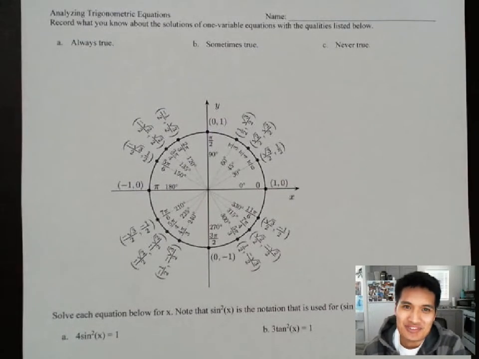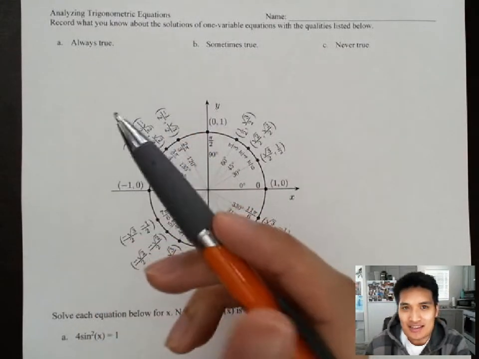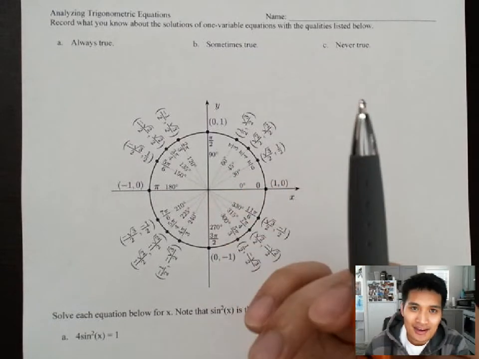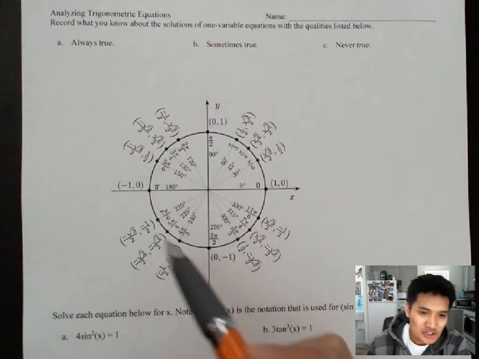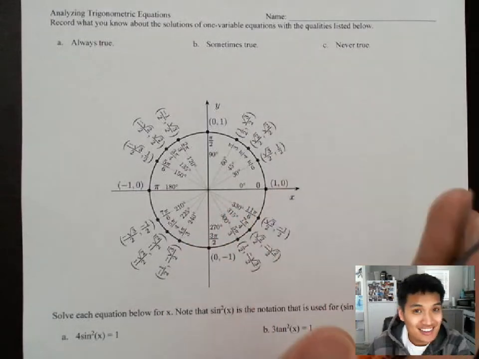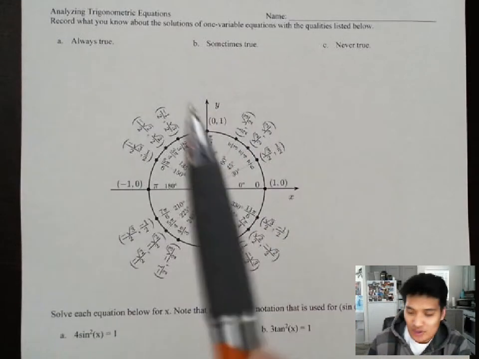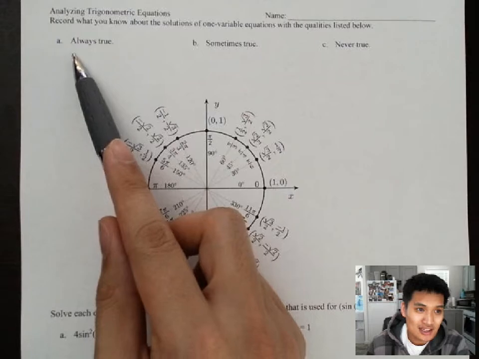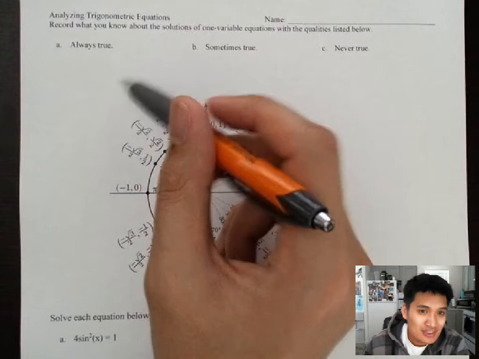Hello everybody, in today's video we're going to be analyzing trigonometric equations. What that means is we're trying to solve essentially for one variable, and typically solutions are typically in one rotation of a circle, but technically there are actually going to be multiple solutions sometimes, right? So therefore there are times where a solution is like an inequality or an equation is always true, sometimes true, or never true.